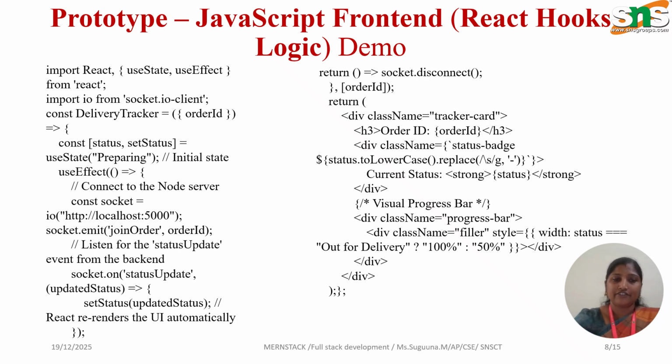Let us understand the front-end logic shown in this slide. In React, we use state to store the order status. We use effect to listen for the backend update, and a socket connection is established with the Node server. Whenever the backend sends a status update event, React will update the state. The UI will automatically re-render. This shows the true power of React hooks plus real-time data.